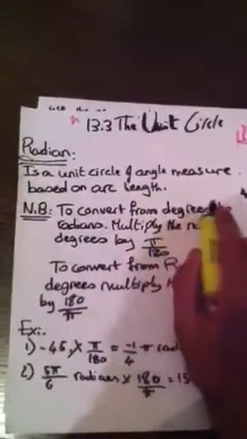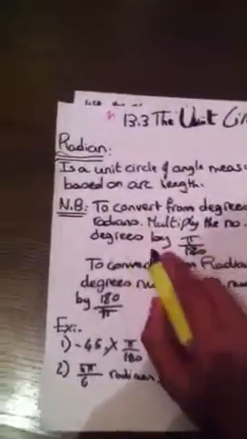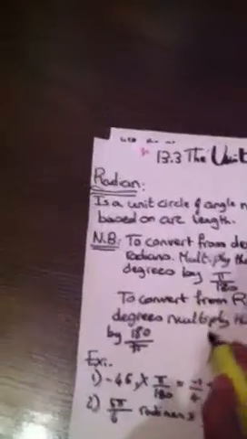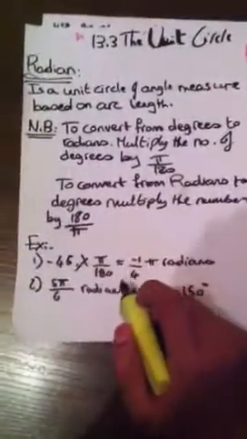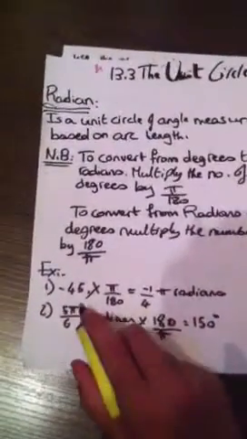To convert from degrees to radians, you just need to memorize a simple rule, which is multiplying the number of degrees by pi over 180. And to convert from radians to degrees, the opposite: multiply by 180 over pi. These are two simple rules that the questions won't go beyond.